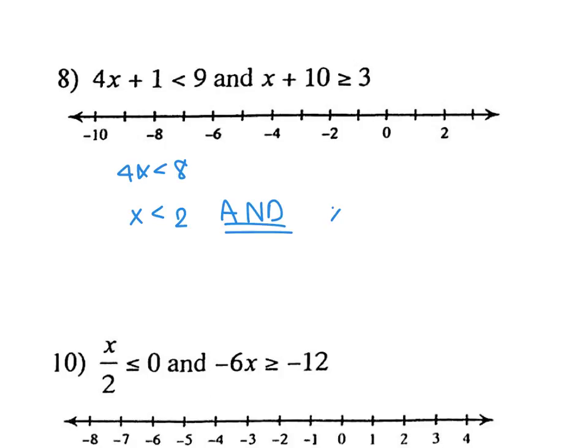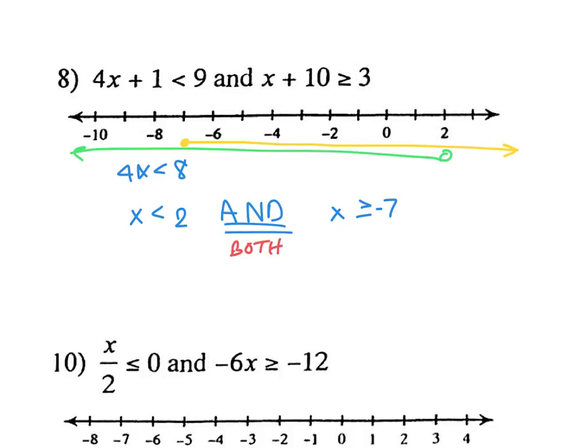Subtract 10 from both sides, x is greater than or equal to 7. All right, so in my kind of dummy graph, x is less than 2 is going to be open on 2 and to the left. X is greater than or equal to negative 7, I should have subtracted that better, is going to be closed on negative 7 and to the right. And I'm looking for the section where they both exist. So where they're both existing here is going to be closed, this middle section, and then open on 2.